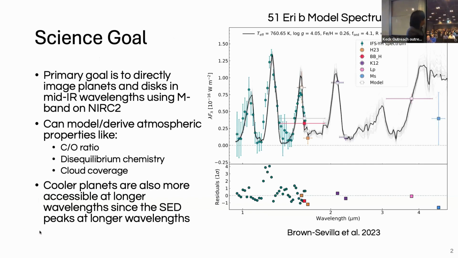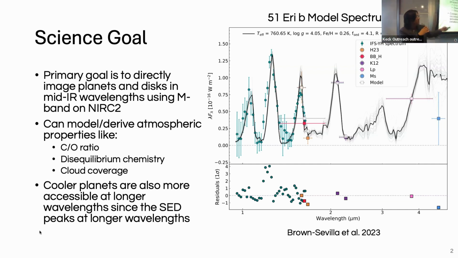My science motivation is really just to do direct imaging of exoplanets, specifically using NIRC2 on Keck. M-band specifically is really great for constraining atmospheric models. We get these really great numbers out, CO2, C to O ratio. We can understand disequilibrium chemistry in the exoplanet atmosphere a lot better. We can also understand the cloud coverage of the atmospheres better in M-band.